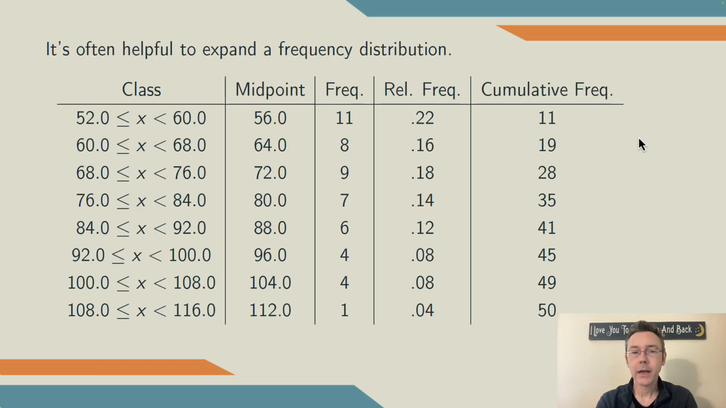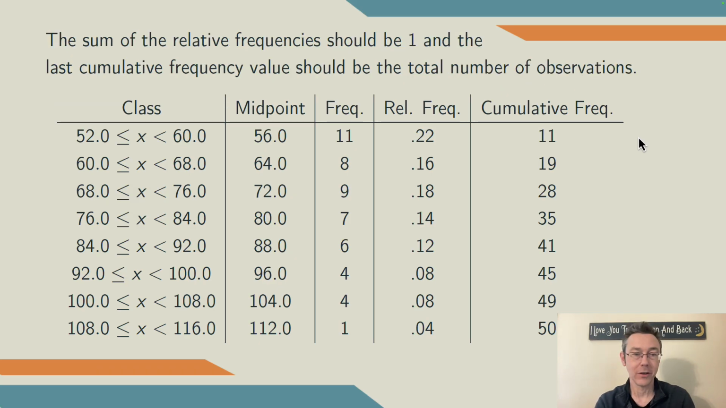When you've done that, you've got a few quick checks to make sure you did it right. For instance, the total relative frequency should be 1, just as the total frequency should be the total n in your sample. Finally, the last cumulative frequency value, in this case 50, should be the total number of observations.